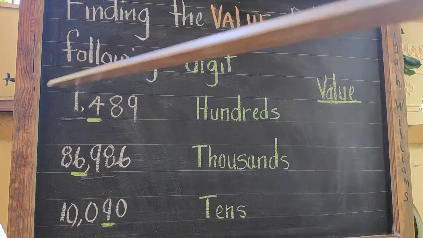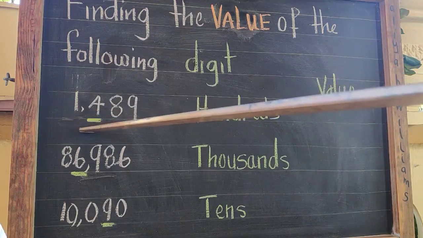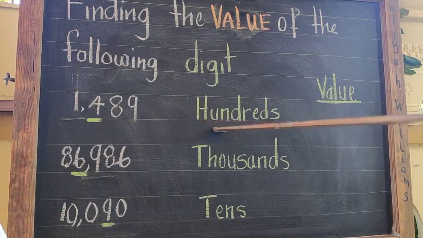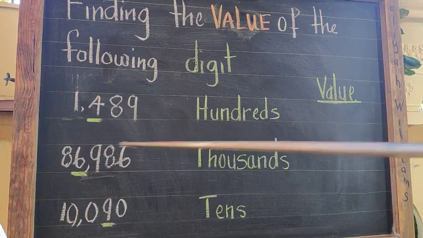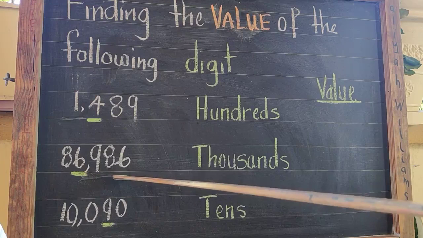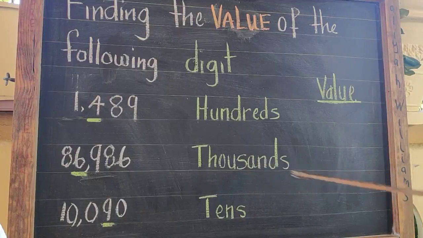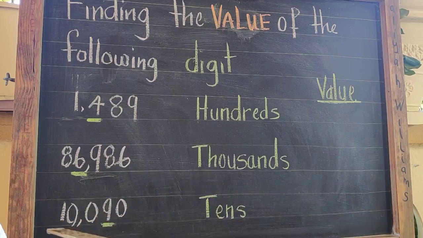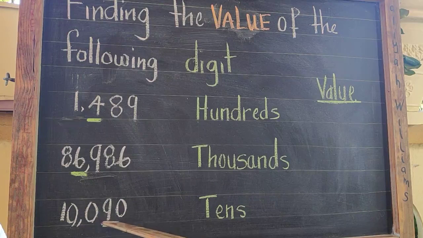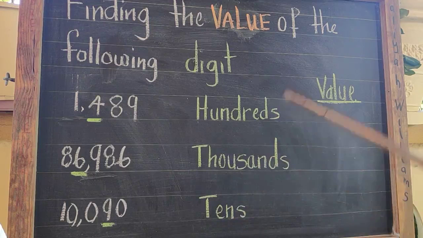We have 1,489. The 4 is in the hundreds position, right? In the hundred place value position. We have 86,986. The 6 is in the thousand position. We have 10,090. The 9 is in the tens position.